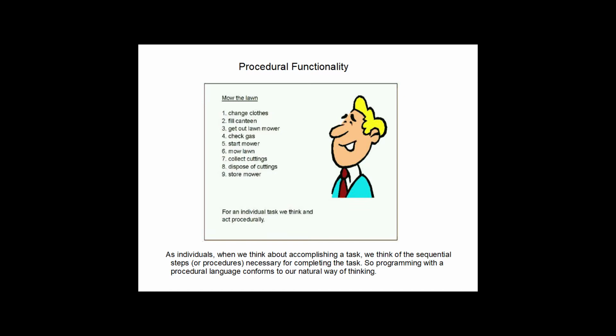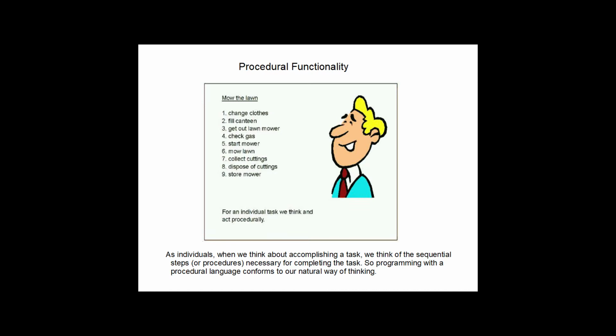First, change into work clothes. Then, fill the canteen with water. It's a warm summer day. Then, get out the lawnmower and check the gas level. Then, start the lawnmower. Then we mow the lawn. Next, we collect the cuttings and dispose of them. And finally, we stow the mower back into the garage.